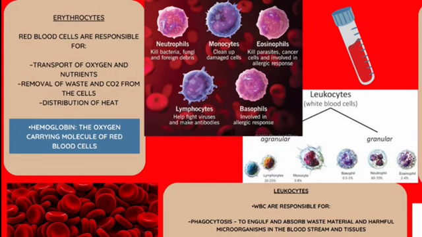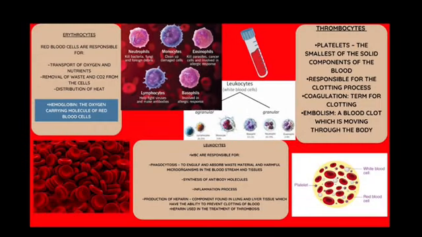What is hemoglobin? Hemoglobin is the oxygen-carrying component. When oxygen combines with hemoglobin, it is known as oxyhemoglobin, which results in a bright red color. And when it comes to deoxygenated blood, it is known as deoxyhemoglobin, which is darker in color. Red blood cells are responsible for transporting oxygen and nutrients to the body, removal of waste products and carbon dioxide from the cells, and also distribution of heat.